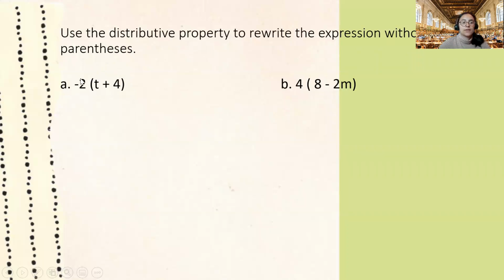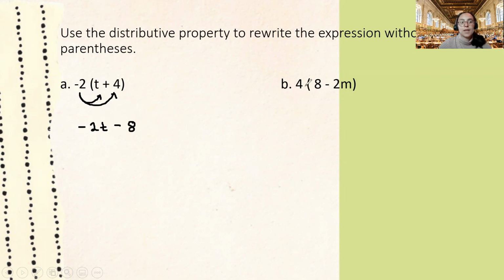So here we have, for A, -2 times t plus 4. So I'm going to distribute the -2 inside. So -2 times t is going to give me -2t. Then -2 times +4 is going to give me a negative number because I have a negative times a positive. So it's going to give me a negative. So 2 times 4 will give me 8.